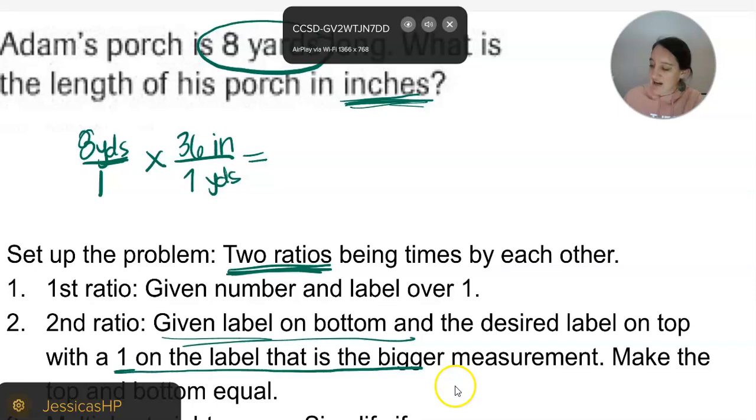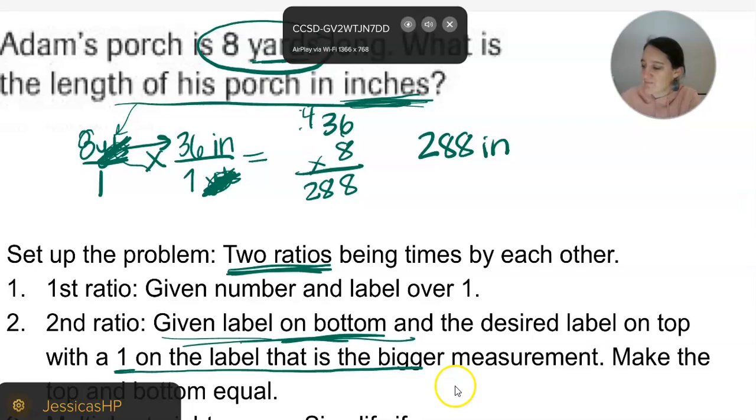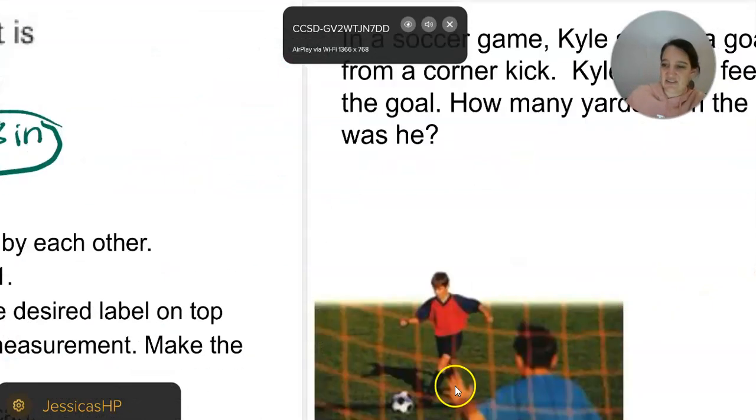Now, if you have done it correctly, when you simplify, you'll be able to cross out the labels that are diagonal, because that's how you cross simplify. And you've set it up so that the given label's on top, and then the given label is on the bottom of the second ratio. So now we just get to multiply straight across. 36 times 8 is 288. So it's 288 inches is the length of his porch. It was 8 yards, now it's 288 inches.